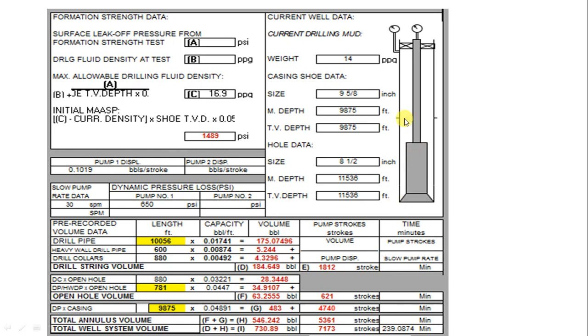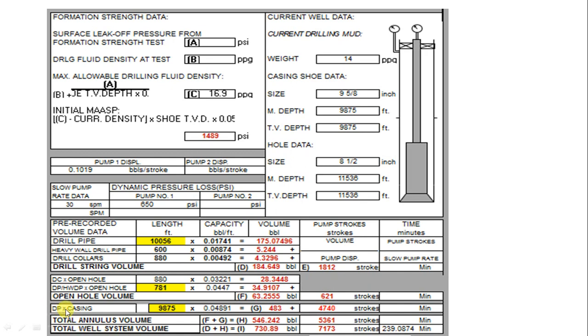it will give you the number of strokes from the pit to the shoe. And as I told you, this is very important in order to see the gas behavior before going to the shoe and to take care of the mass and the plus, what we have talked about. So this is the second requirement, which is the number of strokes from the pit to the shoe.